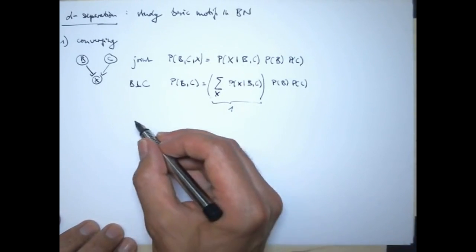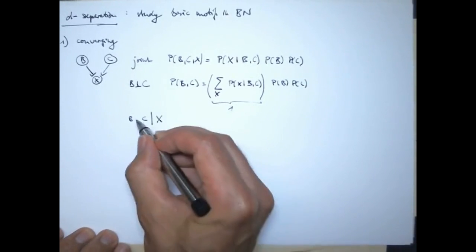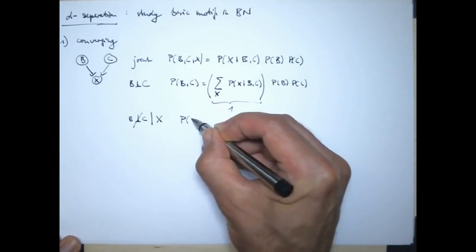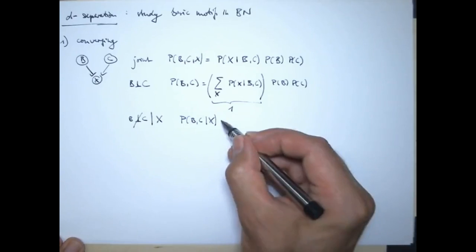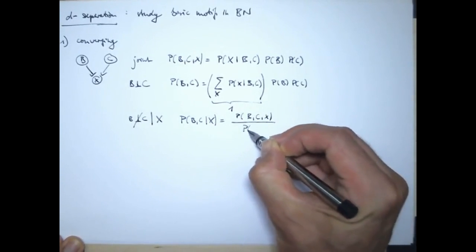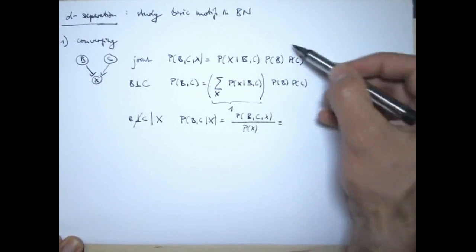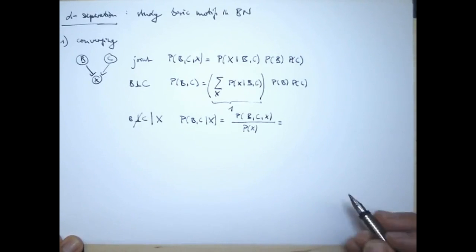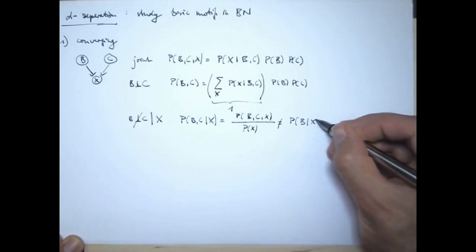But when we now start observing X, if we condition on X, we no longer have this independence. I can write that as the probability of B and C given X, the joint divided by P of X. If you insert these terms here, and in the bottom you need to integrate out B and C, nothing cancels, and in the end you see that it's not the same as the probability of B given X times the probability of C given X.